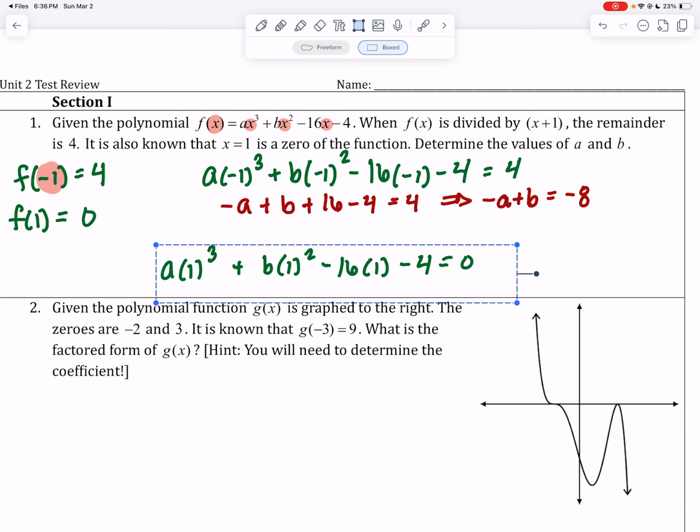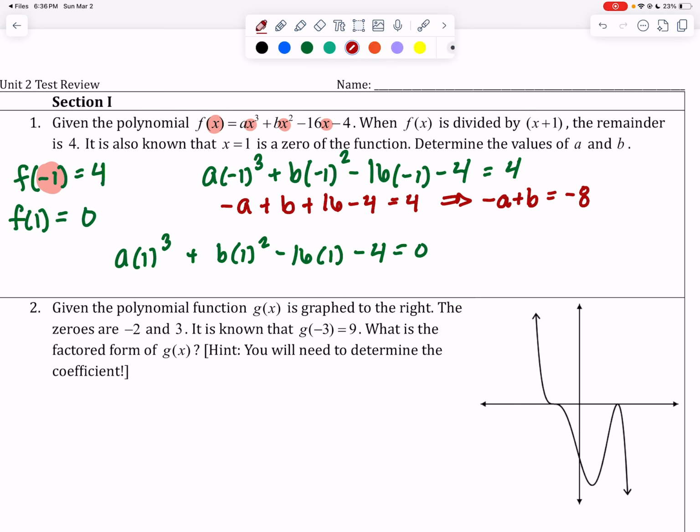Likewise, for my second part, I'm going to have a plus b minus 16 minus 4 is equal to 0. That's a minus 20, and if I move that to the right side, I'm going to have a plus b is equal to 20.